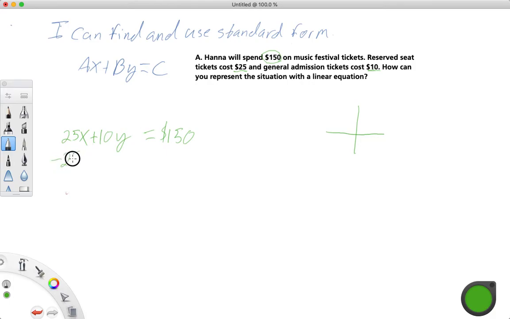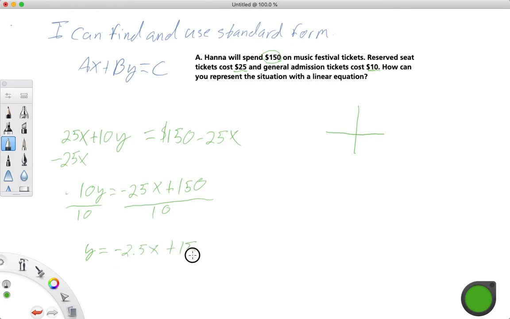So subtract 25x from both sides. And I will rearrange that just because I want my slope first. So 10y equals negative 25x plus 150. And then divide everything by 10. And that gives me y equals negative 2.5x plus 15.